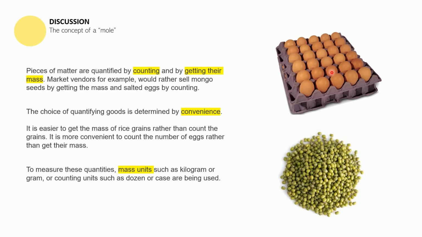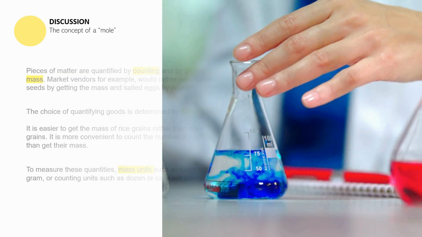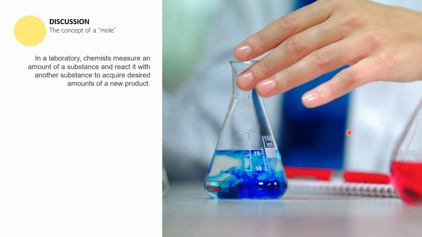Now, to measure these quantities, we have units such as kilograms or grams, or counting units such as a dozen, a case, or a ream for paper, which we use to refer to these quantities easily and to make them more imaginable. In the laboratory, it's pretty much the same thing. Chemists measure an amount of substance and react that certain amount with another substance of a definite amount to acquire the desired amount of new products.